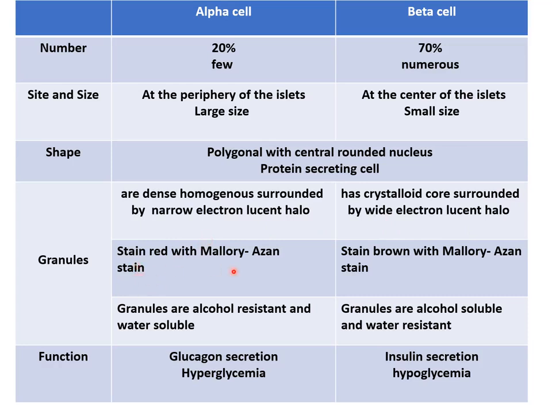The granules in alpha cells stain red with Mallory Azan stain. But beta cells stain brown with Mallory Azan stain. This brown and this red. This is the stain of granules inside the cells. The granules in alpha cells are alcohol resistant but water soluble. But the granules in beta cells are the reverse, alcohol soluble but water resistant.